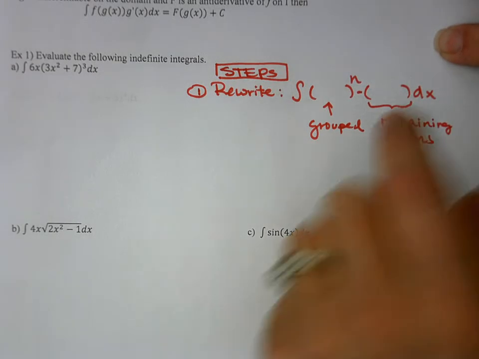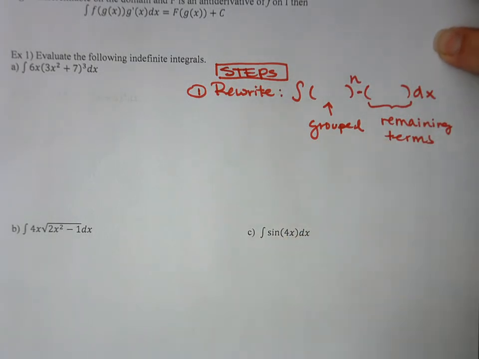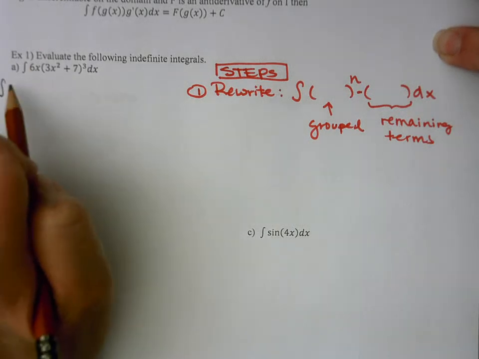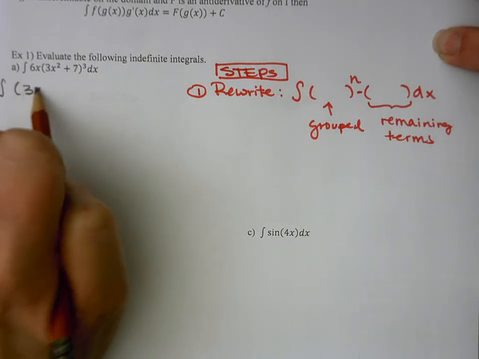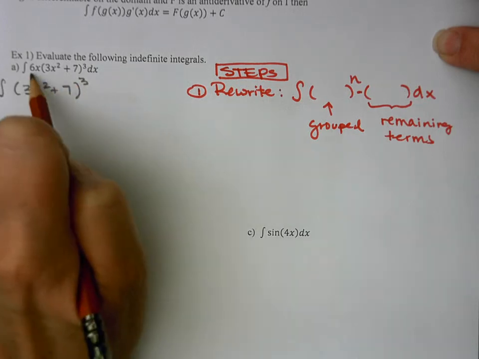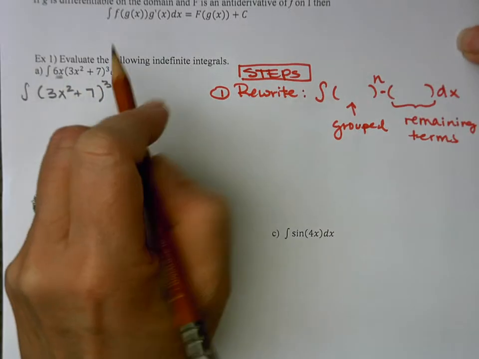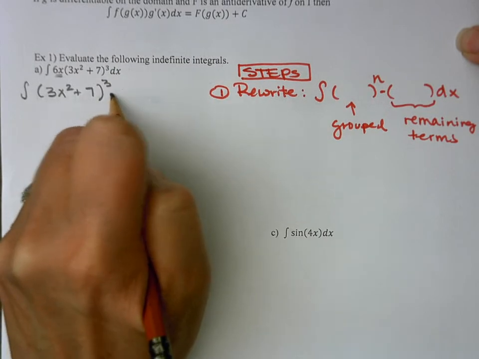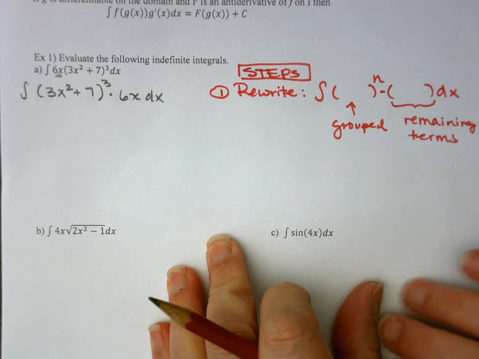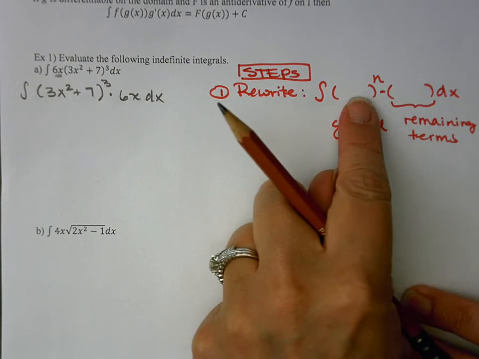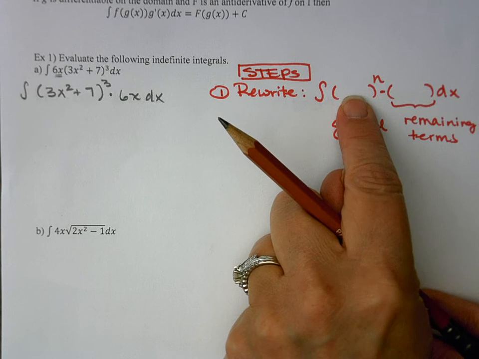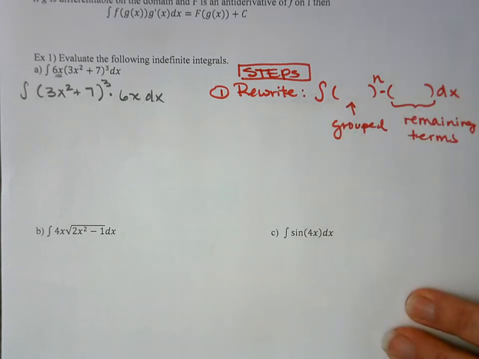So that's what we always want to do. All right, so that's what our first step is. So here is our grouped component. So we're going to do the 3x squared plus 7, and then that's a power of 3, and then my remaining, my ungrouped term right here is going to be times 6x dx. So hopefully this is our outside function, and hopefully this is the derivative of that, right?